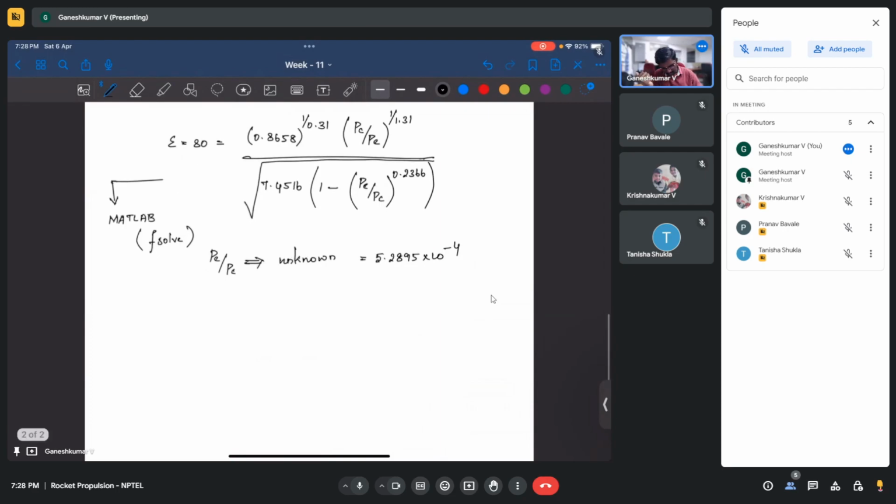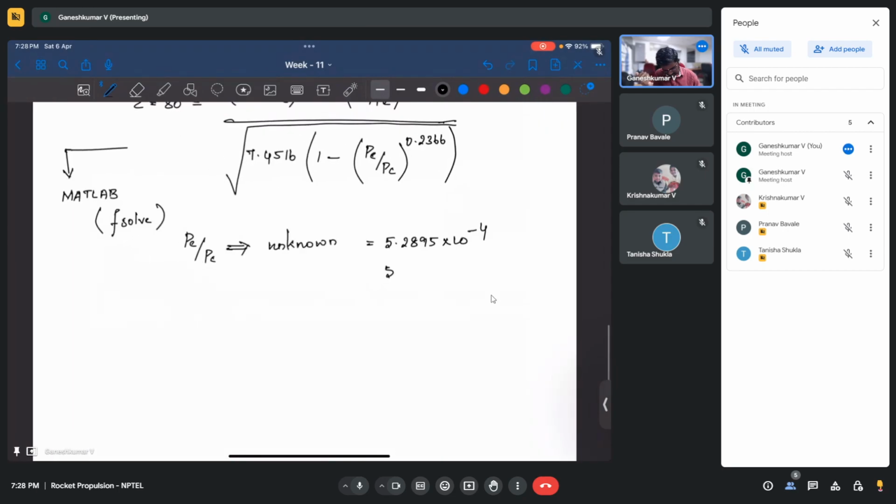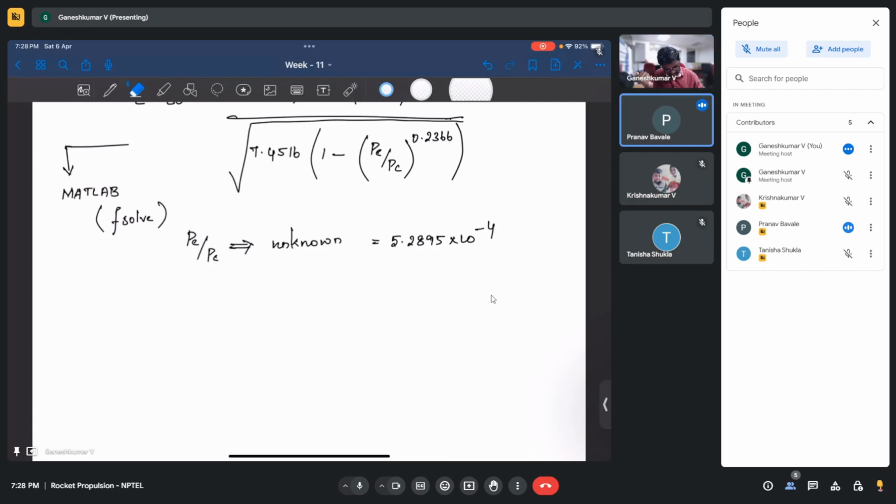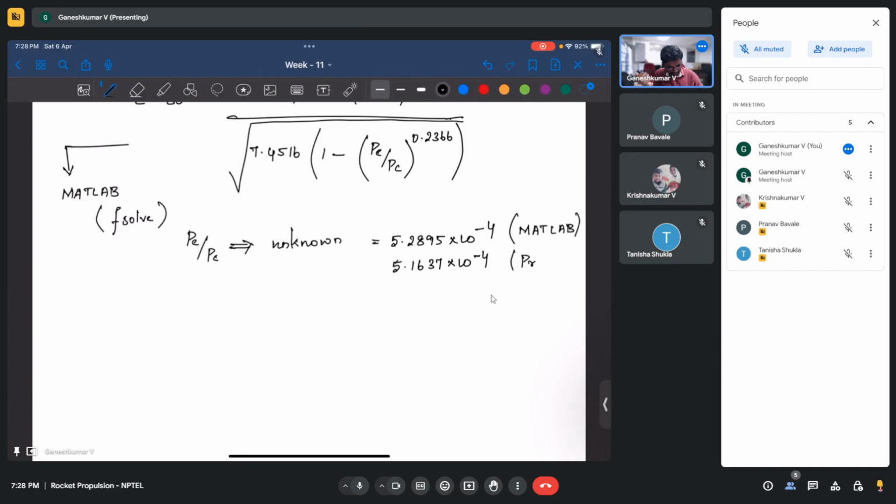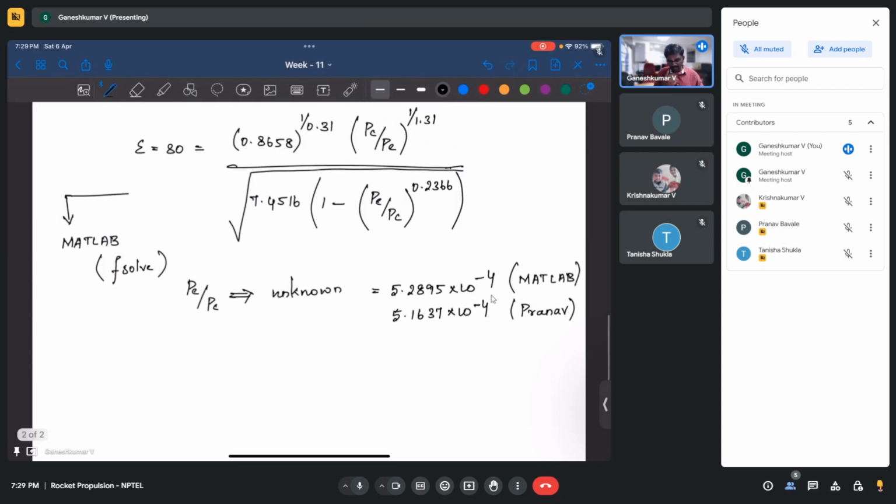So, what did Pranav get? Let me write that down also. 5.17, is it? 5.1637 into 10 power minus 4. So, this is from MATLAB. This is what Pranav got. Alright, so we can use either of them.